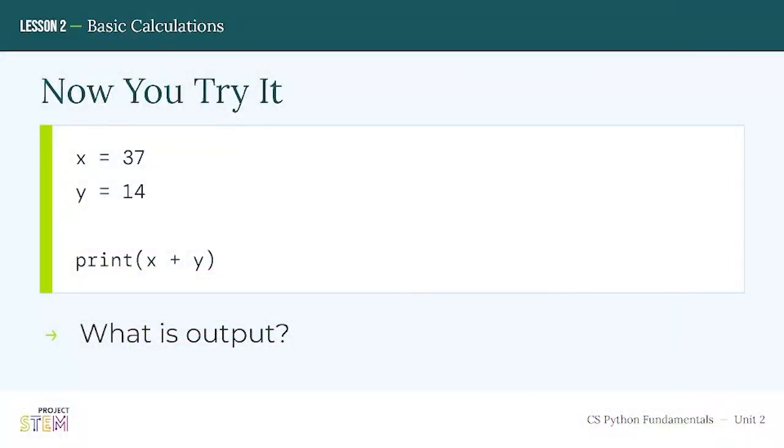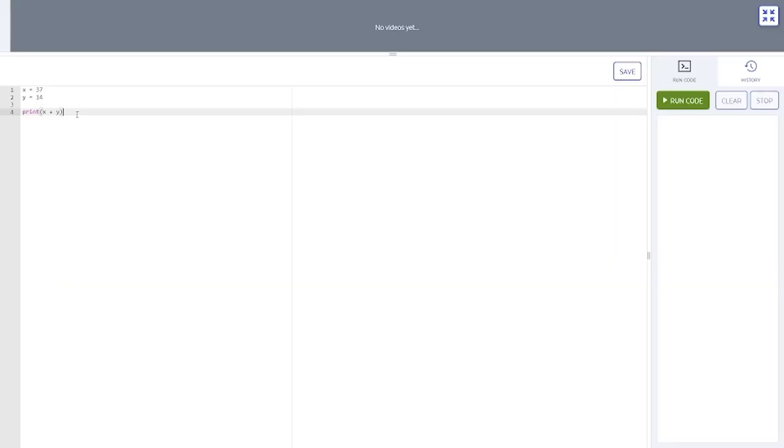Here, we've got two variables, x and y, and we'll assign them the values of 37 and 14. Then, let's print x plus y. When we run this code, no surprise, the solution and output for x plus y, 37 plus 14, is 51.